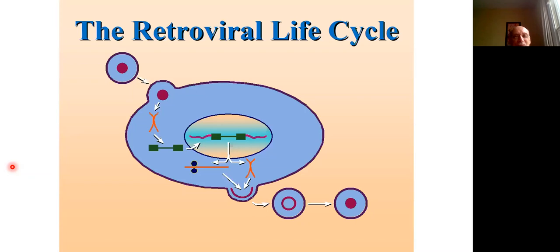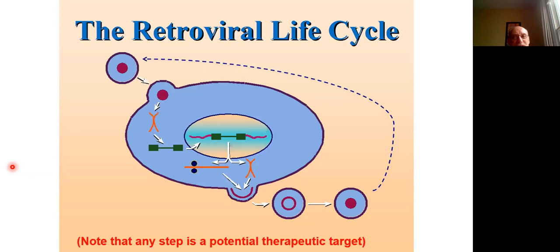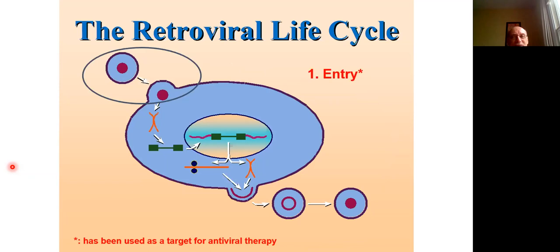One thing I want to emphasize is this is a cycle, this is a circle. Each step in this cycle depends on the preceding step and is required for the following step. Like with any circle, if you break it anywhere, you have broken the circle. And so any step in this cycle is a potential therapeutic target. Also, by the way, a circle really has no beginning and no end, and where you start talking about it is an arbitrary choice. But I'll call this the beginning of this sequence of events.